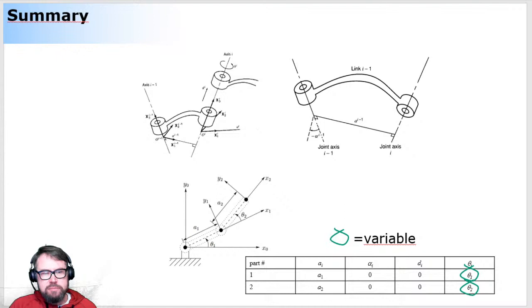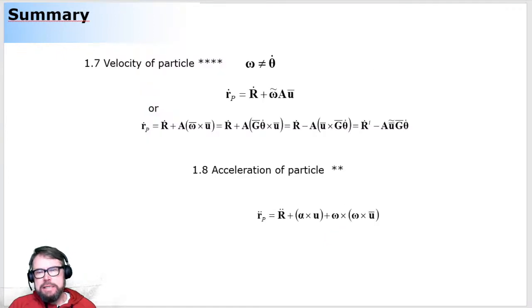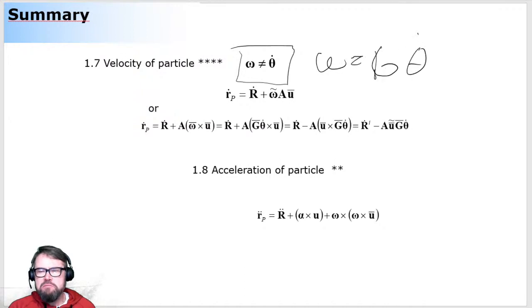Okay, moving ahead. Velocity of particle. This is rated as 4 stars because if you really understand that the angular velocity and the time derivative of rotational generalized coordinates are not the same, that would be a big deal. But if you understand that these two things can be related with the help of the G matrix, that's a great thing.